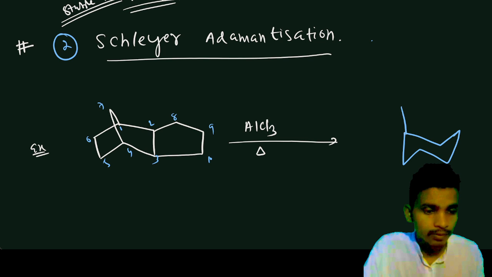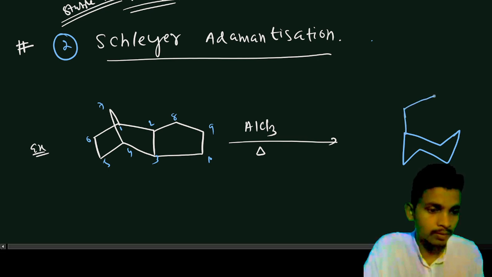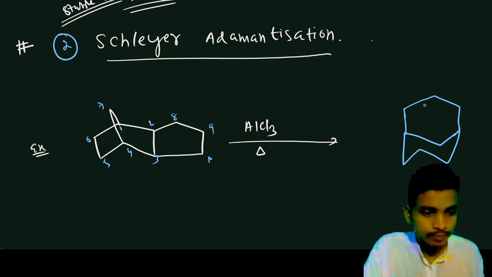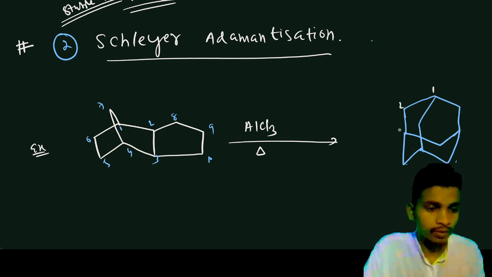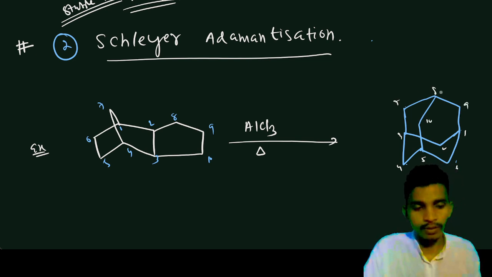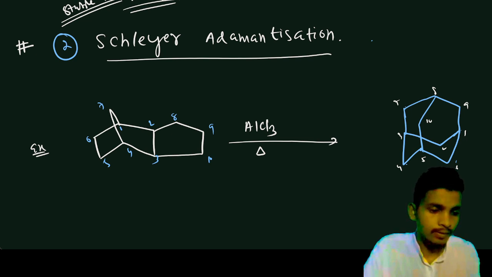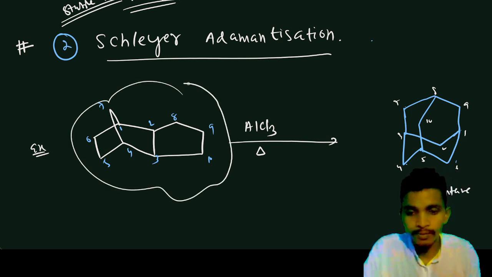This is the adamantane. Okay. So look, 1, 2, 3, 4, 5, 6, 7, 8, 9. Okay, this is the adamantane. So check here how many carbon atoms: 1, 2, 3, I can say 1, 2, 3, 4, 5, 6, 7, 8, 9, and 10. Okay, this is called adamantane. So whenever a molecule has 10 atoms, then that will form adamantane.